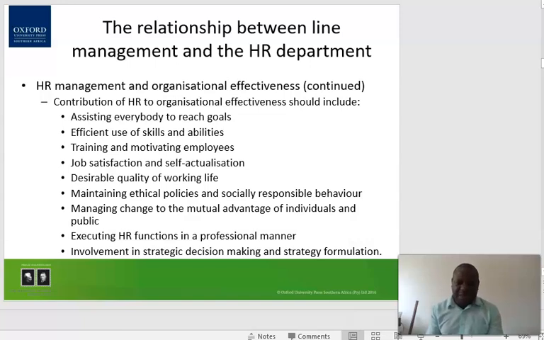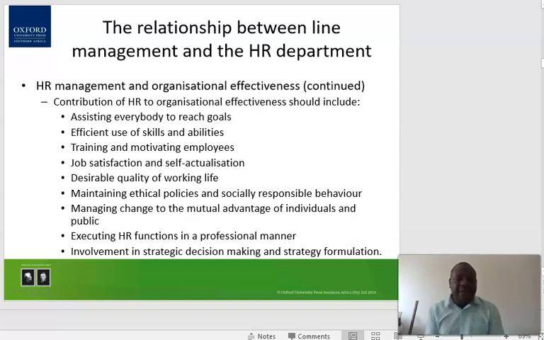Training and motivating employees. Training your people so that they gain key competencies, key skills. Also motivate people so that they can perform their tasks willingly without being coerced, but they have that inner desire to perform their tasks. Job satisfaction and self-actualization, to ensure that everyone is satisfied, everyone is happy with whatever they are doing in the organization, and also that people have that opportunity to seek personal growth, to seek tasks that challenge them. That's self-actualization.